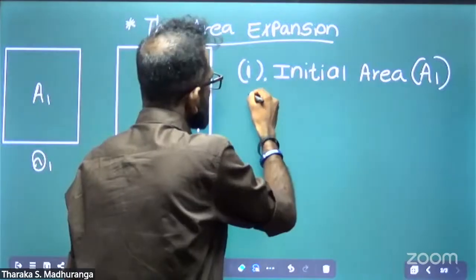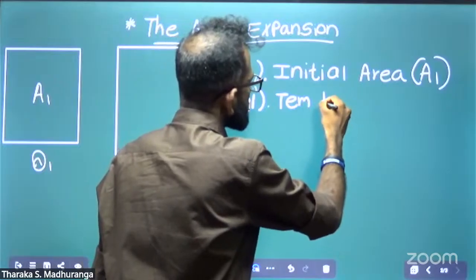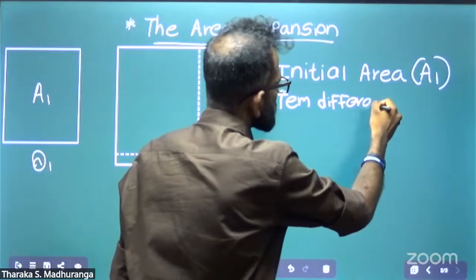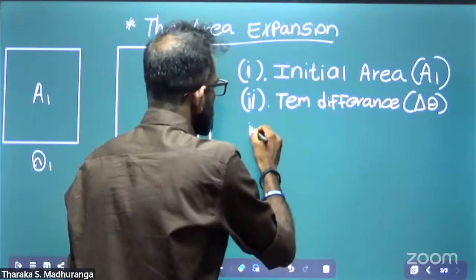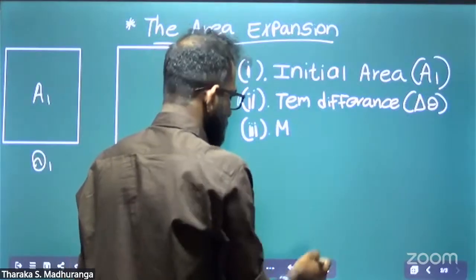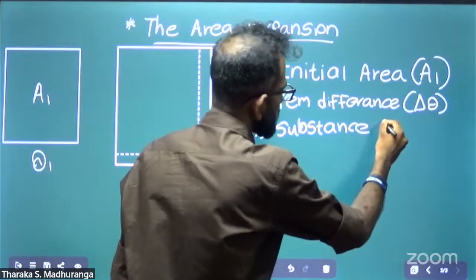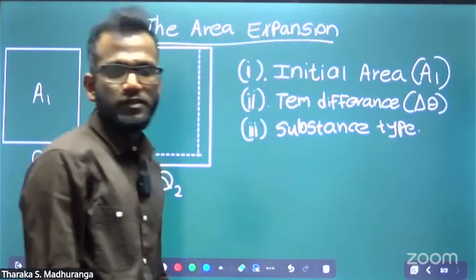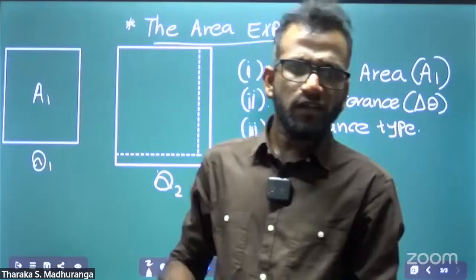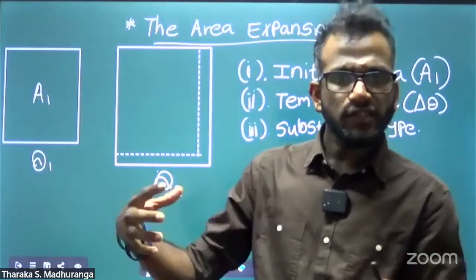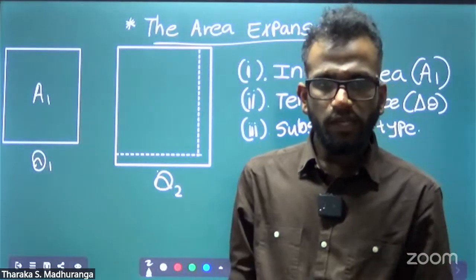The second point is the temperature difference, delta theta. It is the same as linear expansion. The third one is the substance type, or matter type. That is area expansion, same as linear expansion. The only difference is that in area expansion, it increases in two dimensions, length and width both. Okay, did you get the area expansion?